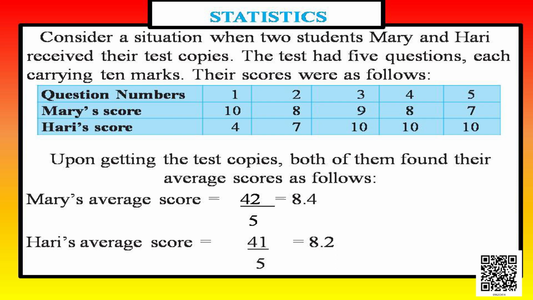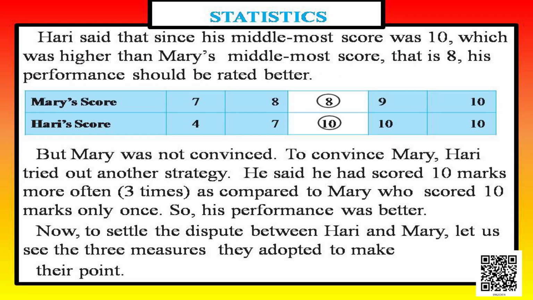Now, upon getting the test copies, both of them found their averages as follows. Mary has got the average score, that is 42, which is the total of all her marks, divided by 5, which is coming as 8.4, and Hari's average score is 41, that is the total of his marks, divided by 5, which is equal to 8.2. Since Mary's average score was more than Hari's, Mary claimed to have performed better than Hari. But Hari did not agree.